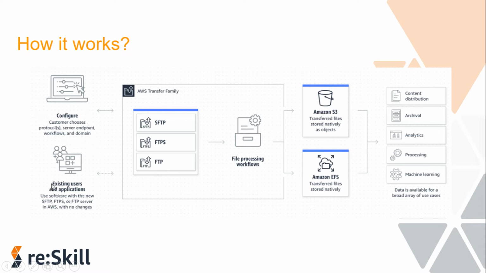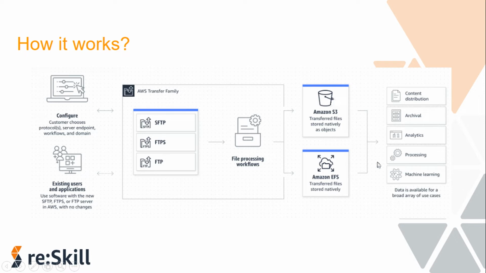All the things, once it is configured, the data from all of the sources, whatever we need to transfer, will start getting transferred over the SFTP, FTPS or FTP, whatever server we have created. And if there is any file processing workflows, it will go through that as well. The workflow will be triggered. And once the data is transferred, it will reach to S3 or EFS based on whatever we have specified.